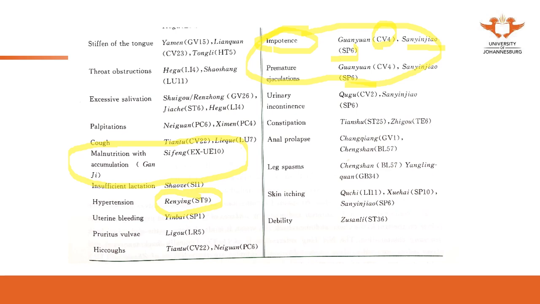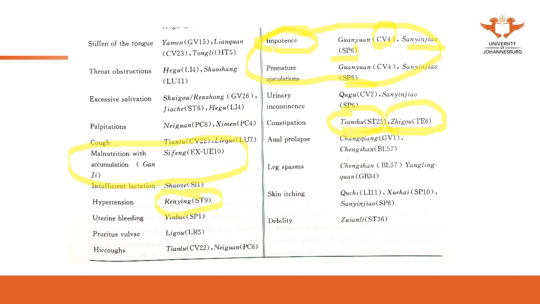Constipation, TE6 is one of the most effective points for constipation. You also can combine these two, stomach 25 and TE6. Stomach 25 can be used for constipation, also can be used for diarrhea.